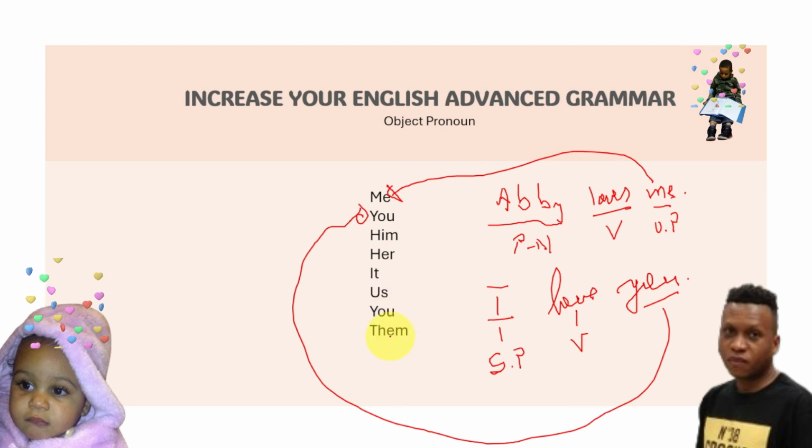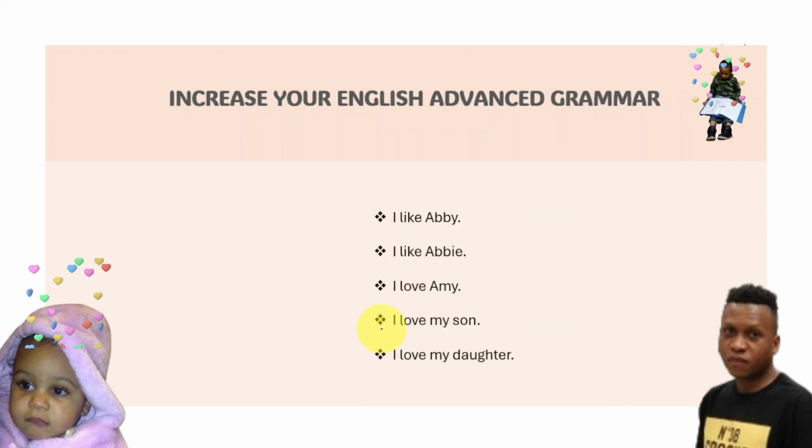So, if I say, I love Kevin and Steve. If I don't want to repeat them, I'm just going to say, I love them. Okay, I love Amy. I love her. I love Steven. I love him. Okay, Abby loves us. Okay, so we come here. For example, I like Abby. I love Amy. I love my son. I love my daughter.